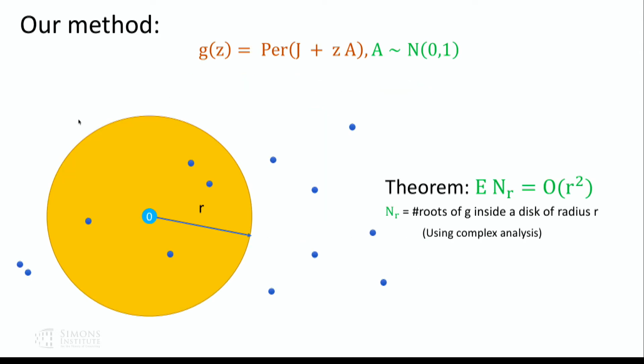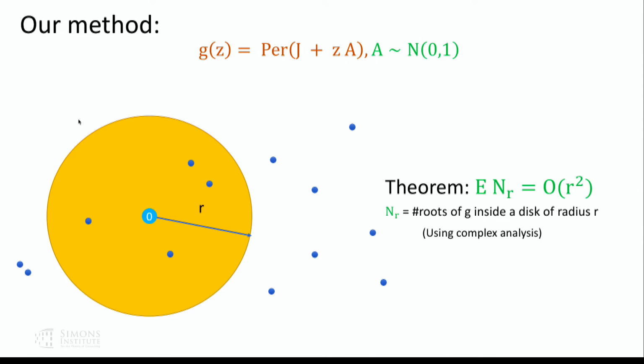Okay, so the main technical contribution that we make in order to understand the roots is to find a way to bound the number of roots of a polynomial on average. So basically, we find an average case bound for the number of roots of a polynomial inside a certain disk. In the worst case, these roots can be anywhere, but we show that if you denote n sub r to be the number of roots of this polynomial g of z inside a disk of radius r in the complex plane, then in expectation n sub r is order r squared.